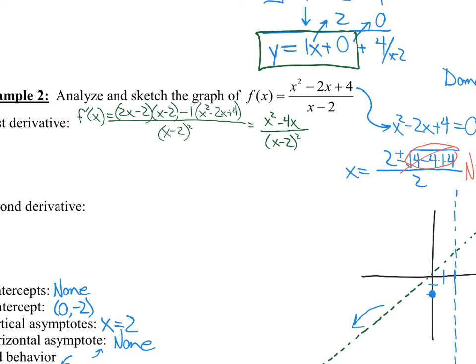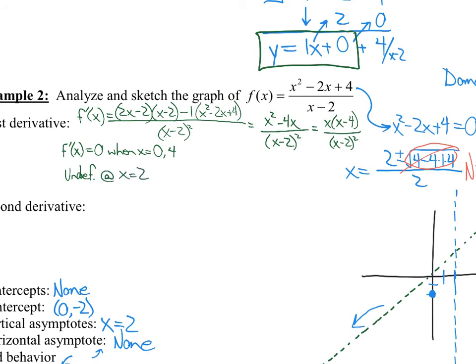Alright, so we could factor out x, and we would do that because we want to find where the derivative equals 0 and where it's undefined in order to determine critical values. Okay? So it equals 0 when x equals what? 0 and 4. It's undefined at x equals 2. Alright?